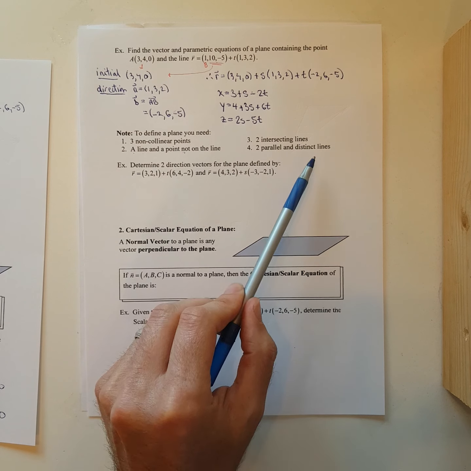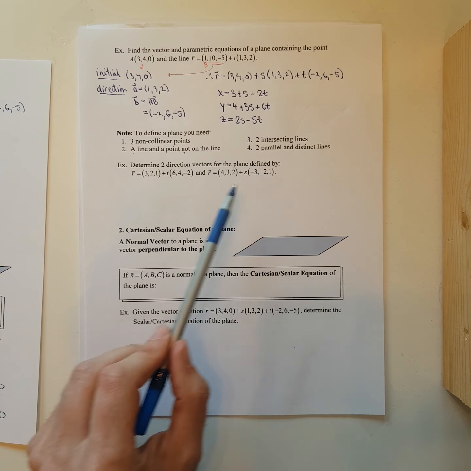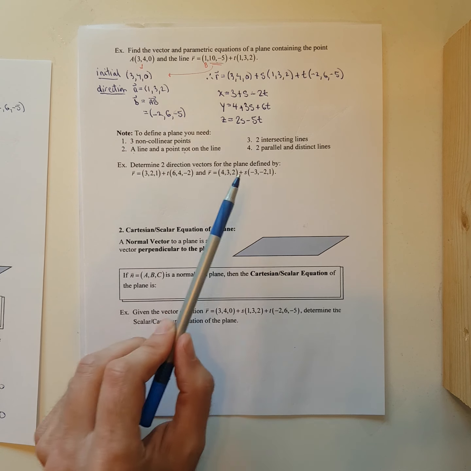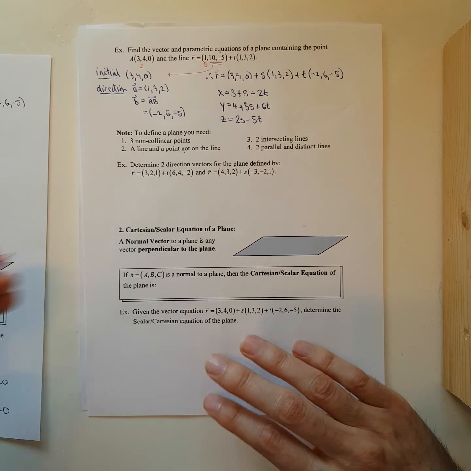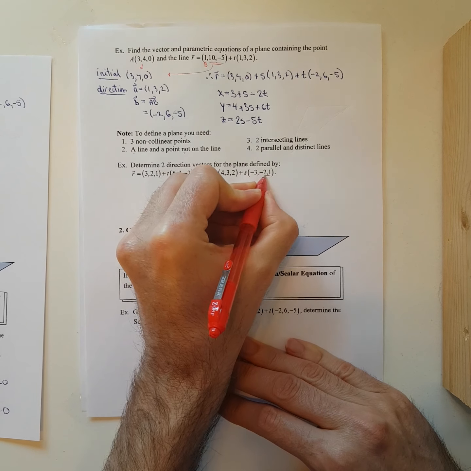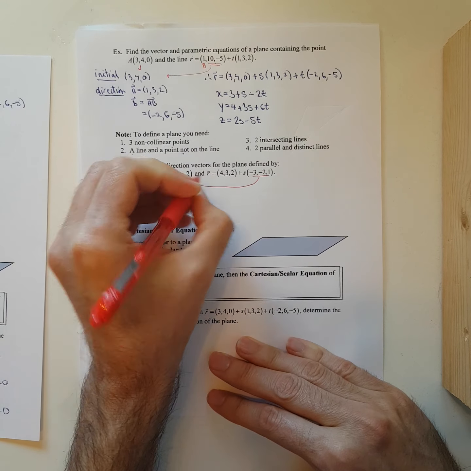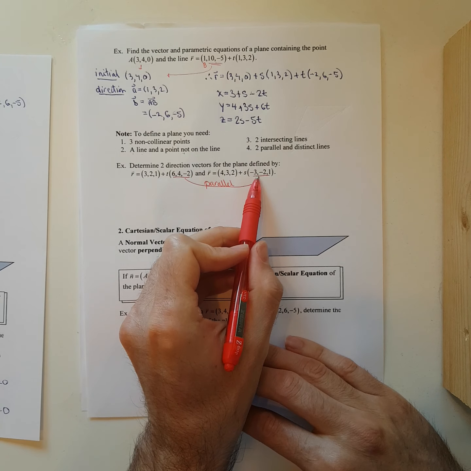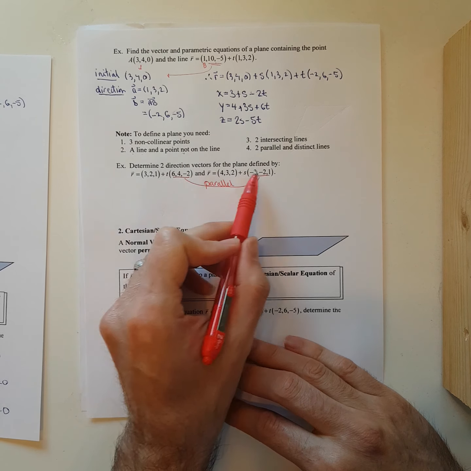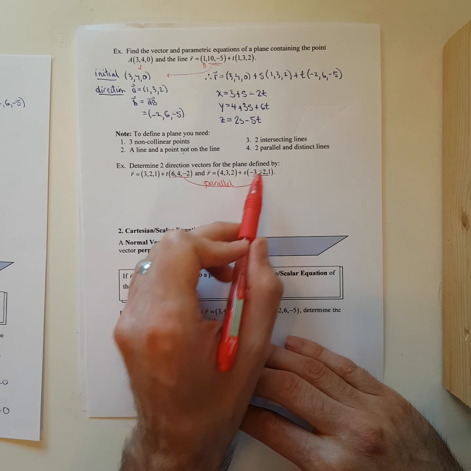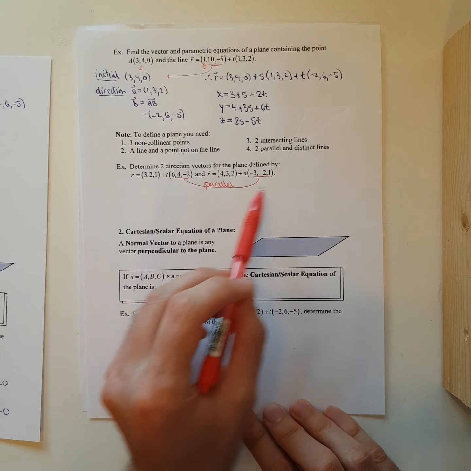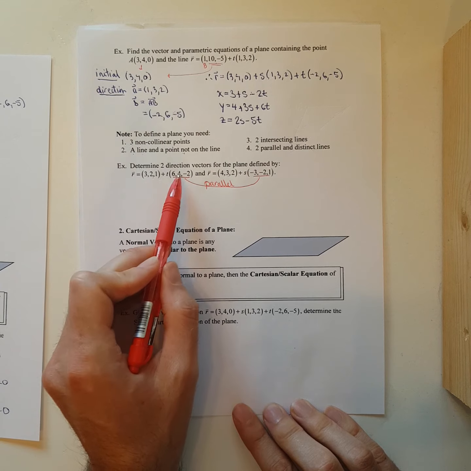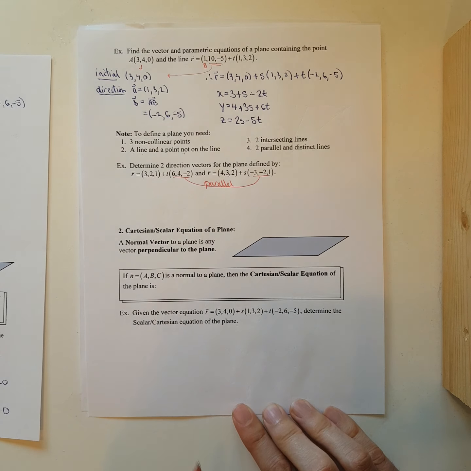2 parallel and distinct lines, I'm going to look at an example right here. Here are 2 parallel and distinct lines. I know they are parallel because I can look at their direction vectors, and I see that they are scalar multiples of each other. If I multiply this by -2, I would get this direction right here. So they have the exact same direction, which means they are parallel. I know they are distinct because the 2 lines have different initial points. So they're pointing in the same direction, but they have different initial points.